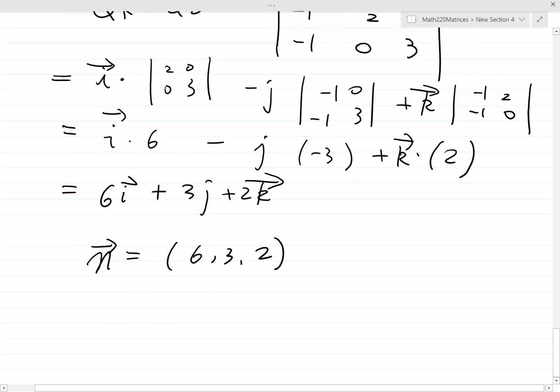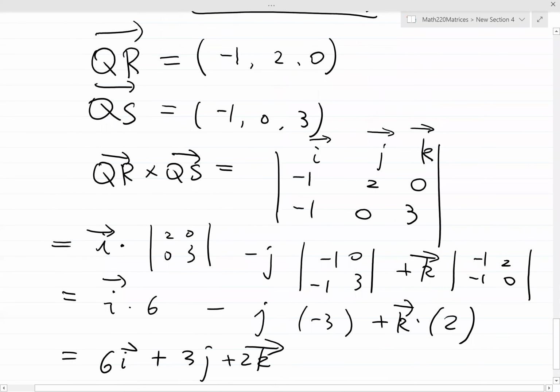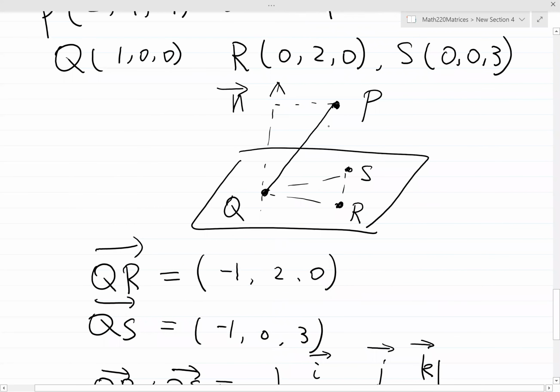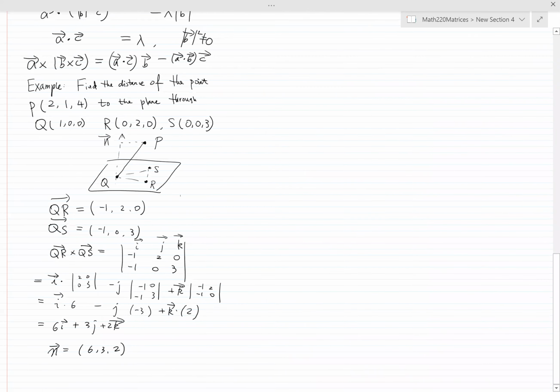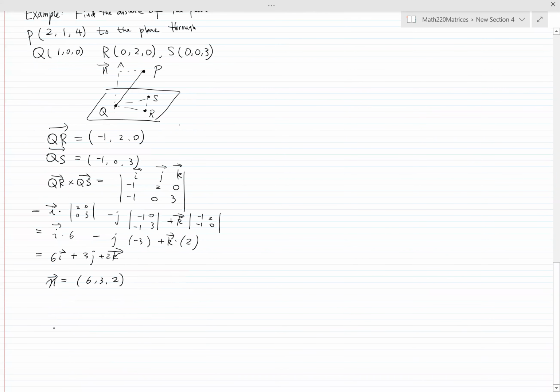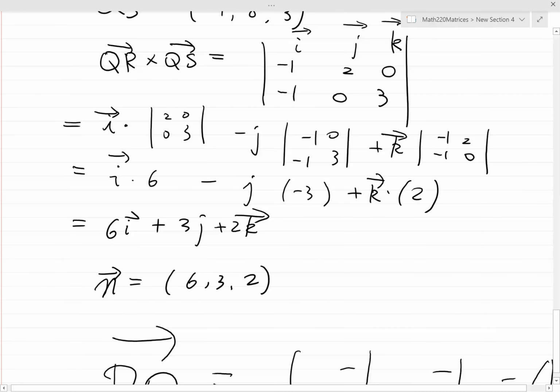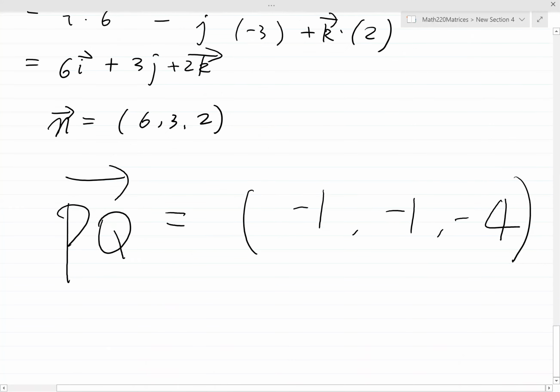Now we find the projection of PQ on the normal direction. First we write down the vector PQ. So the vector PQ is -1, -1, -4. Anyway, just give it negative. Then we find the projection of PQ on N.